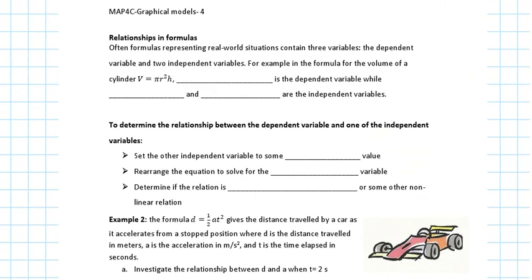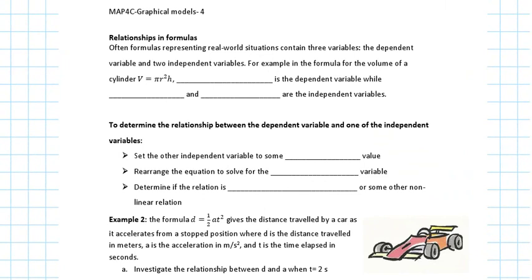Often formulas representing real-world situations contain 3 variables: the dependent variable and 2 independent variables. For example, in the formula for the volume of a cylinder, we have V equals pi r squared h. So how many variables do you see here? 3, which are? Pi is not a variable. V, which is the volume, and the r and the h.